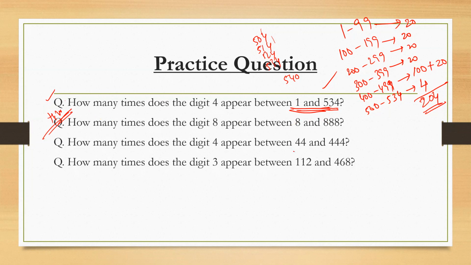Now what about this one? I want you to try this one. How many times does the digit 4 appear between 44 and 444? Again, break it down: 44 to 99, 100 to 199, like that. Try this one out.